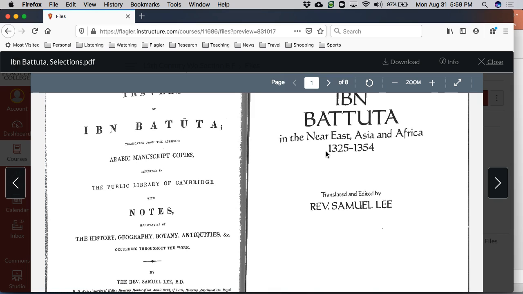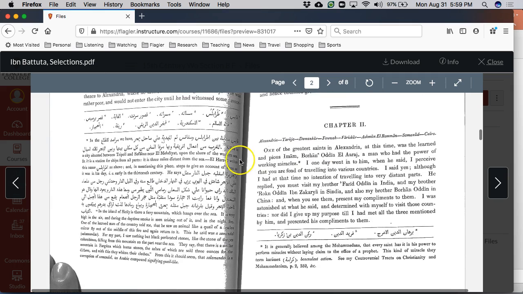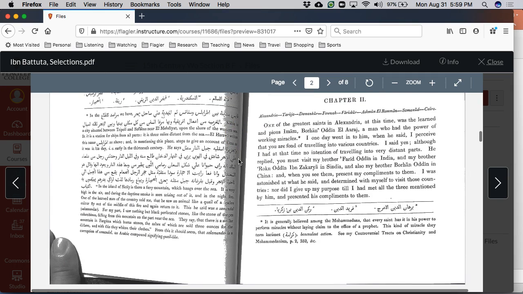Okay. I just want to look at a couple of passages here. All right. The first one's this. This is the beginning of the work, where he's in Egypt. His travels begin in Egypt. He's headed on pilgrimage to Mecca. He's a Muslim after all. And he goes to Alexandria and meets some of the Muslim holy men who live in that city.